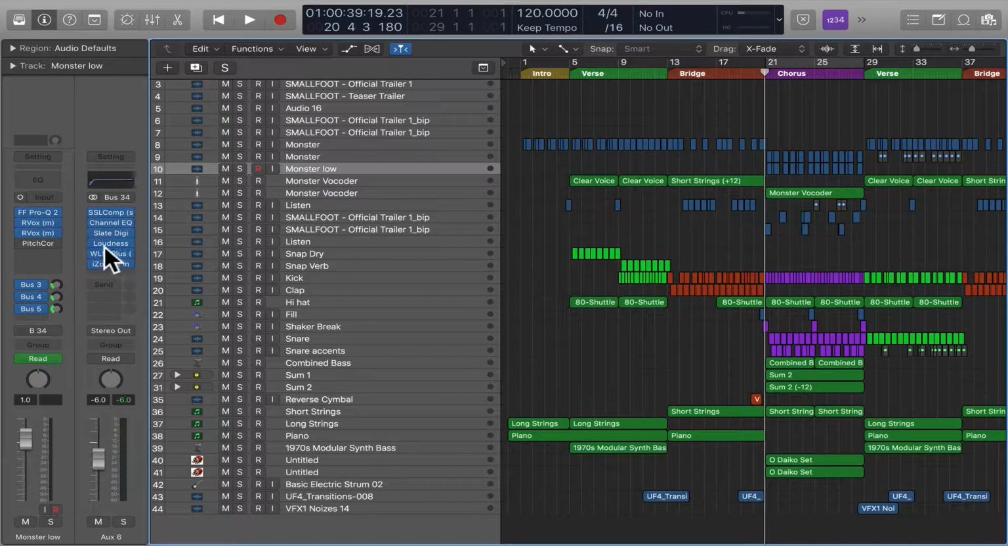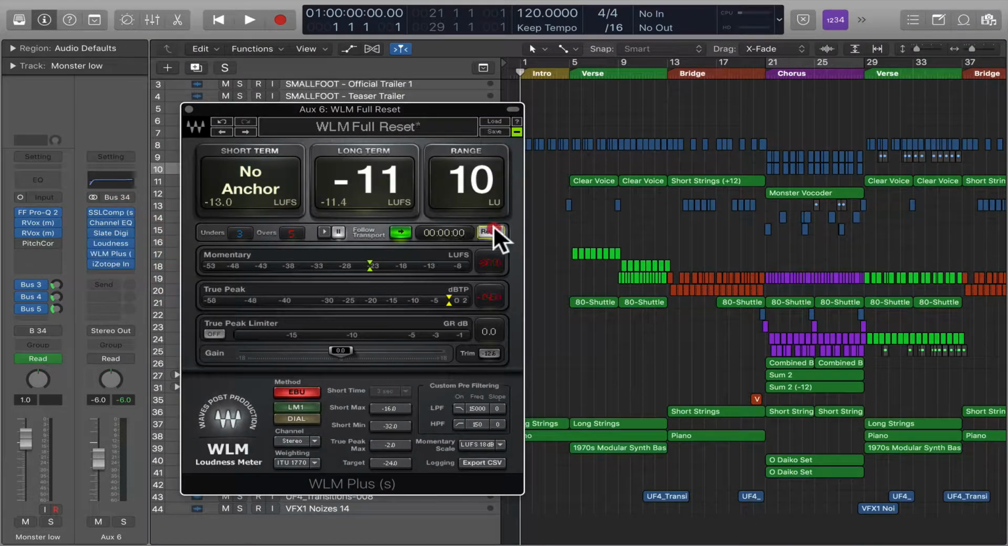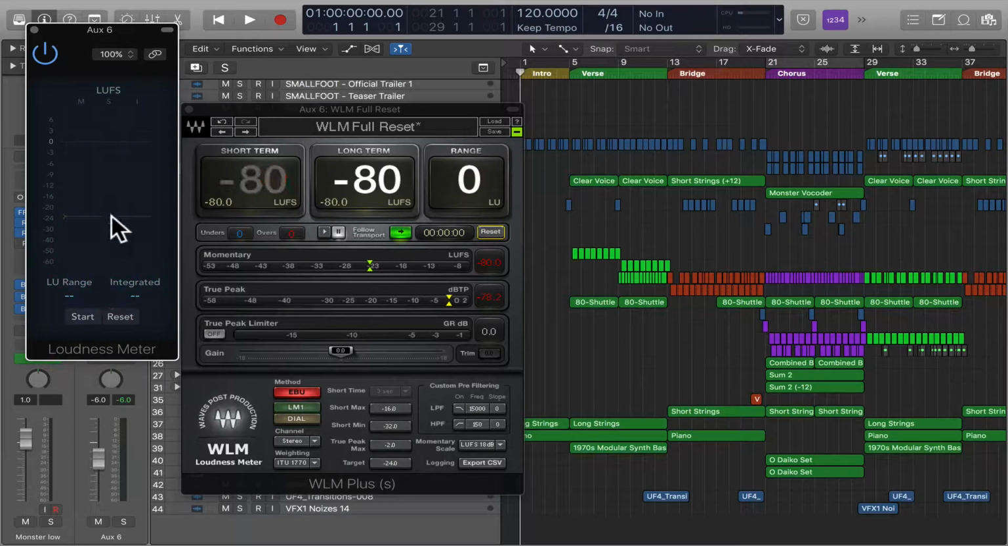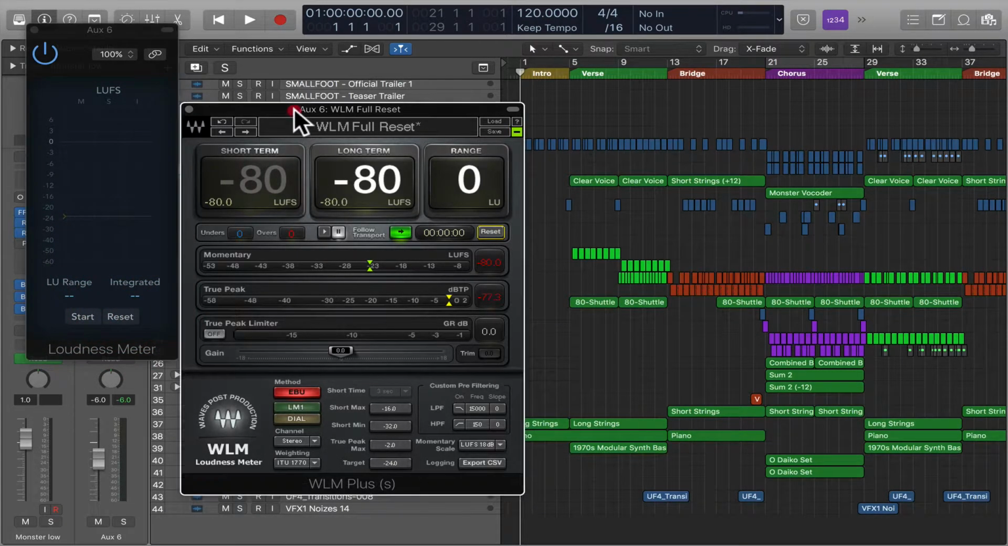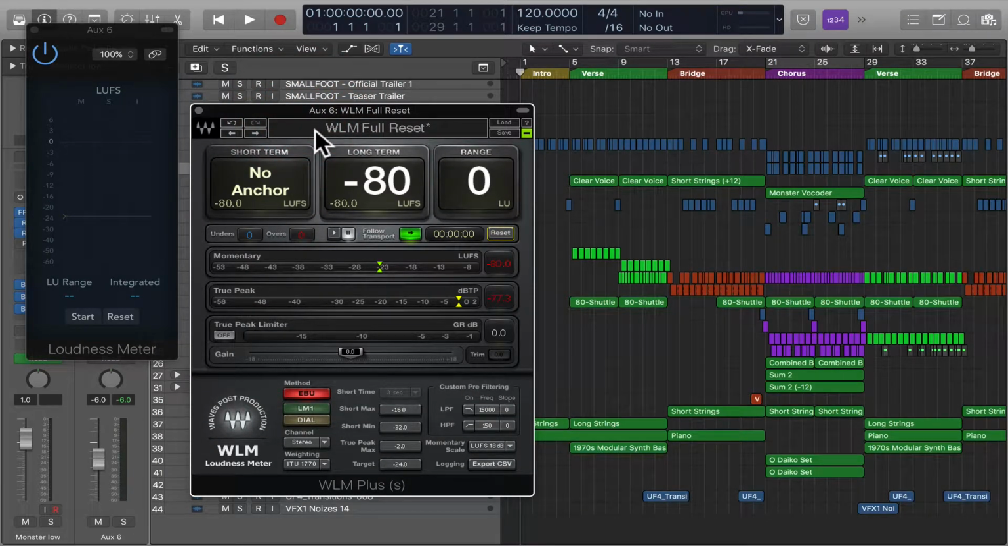So what you do is you slap on a meter, whatever DAW you're in or whatever program you have, pick a meter, put it on your master, and some of them require you to reset them. Some of them automatically reset themselves. Oh, nope, this requires it to be reset. And what you're looking for is the long-term average.